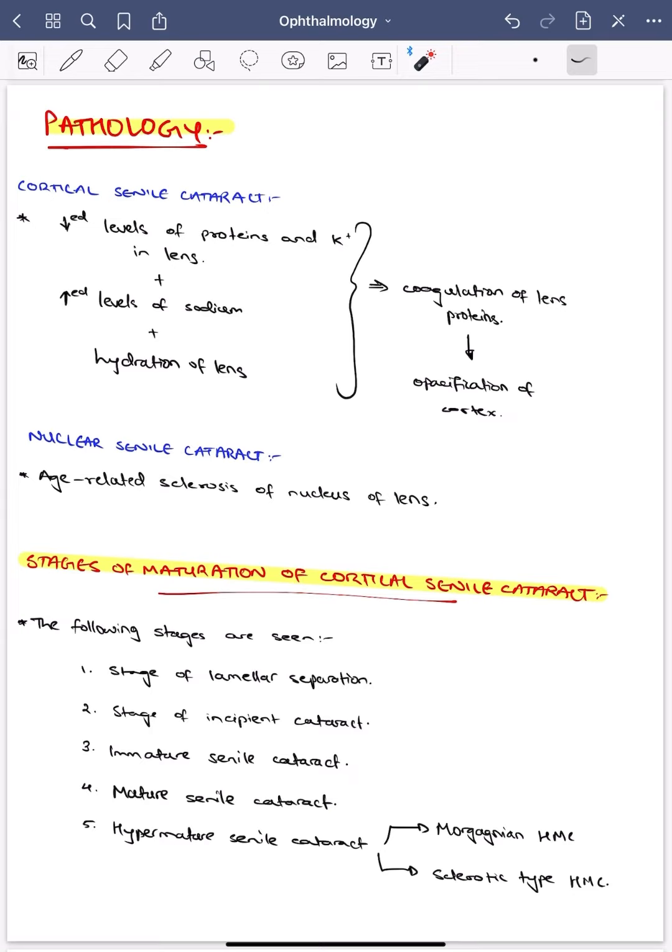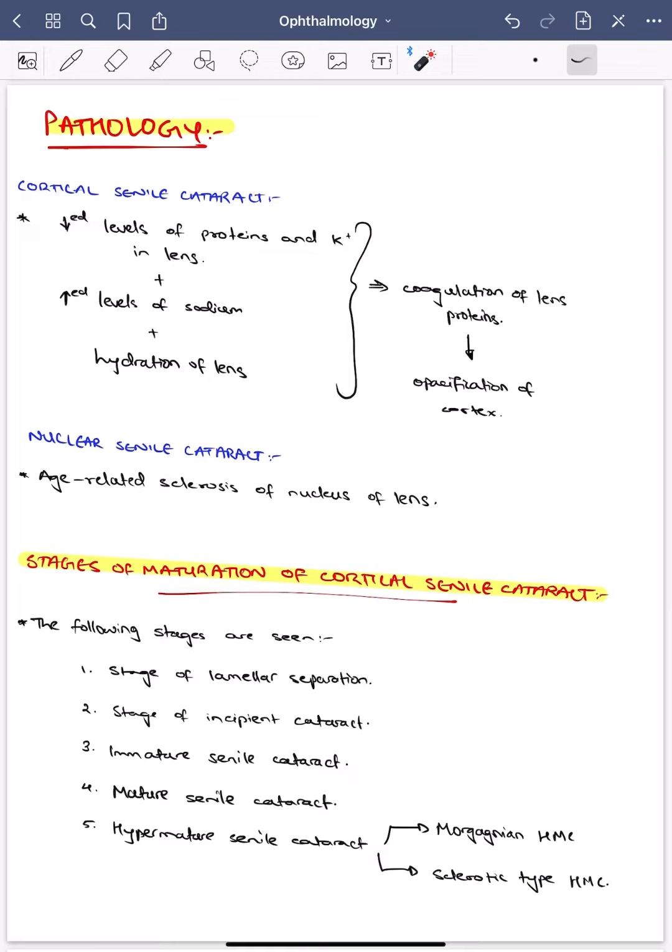Now, the stages of maturation of cortical senile cataract involve the stage of lamellar separation, the stage of incipient cataract, the immature senile cataract, the mature senile cataract, and the hypermature senile cataract, which is again divided into the Morgagnian type and the sclerotic type. Now, the terms incipient cataract and immature cataract are often used interchangeably, but because it is given in the text, we'll be discussing these as different.